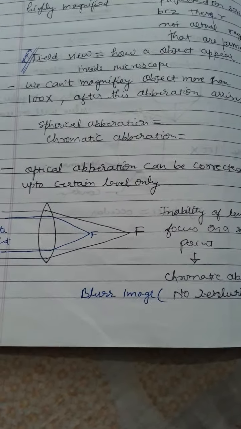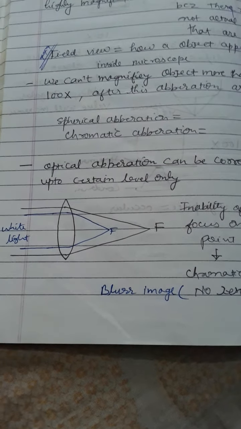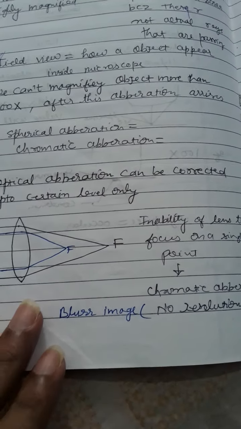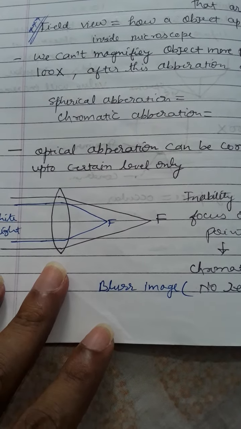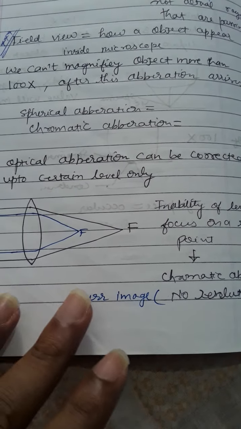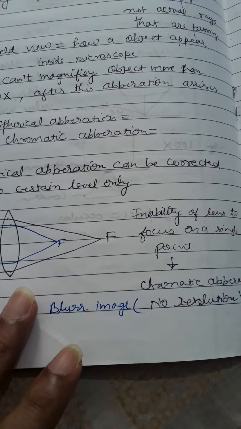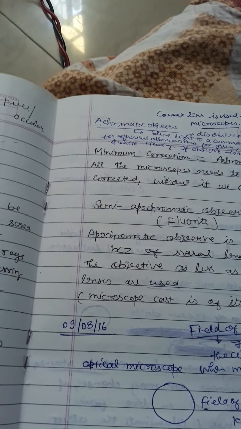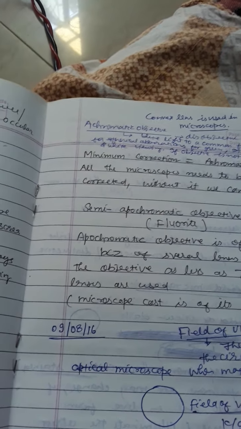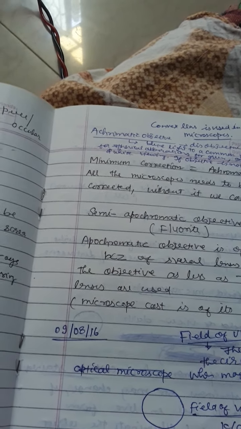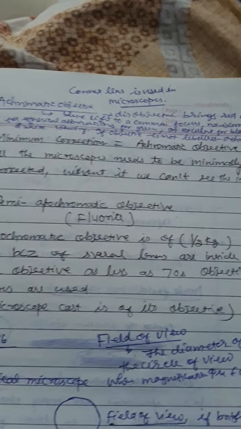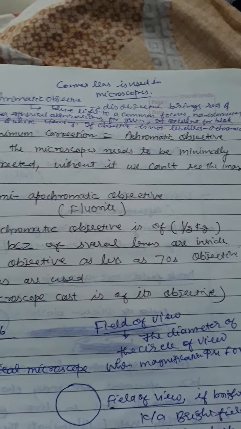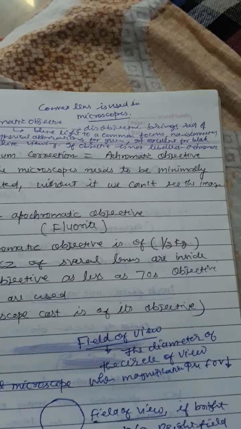Optical aberration can be corrected only up to certain levels. You will see here what optical aberration is. If you put the objects too close, a lot of focal points will be formed here, and this is going to give chromatic aberration. A blurred image will be formed in chromatic aberration. Yes, we can correct chromatic aberration, with minimum chromatic corrections. We use an objective for minimum correction. All microscopes need to be minimally corrected. Without it, we cannot see the image.